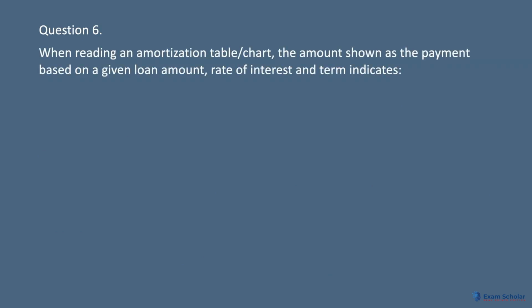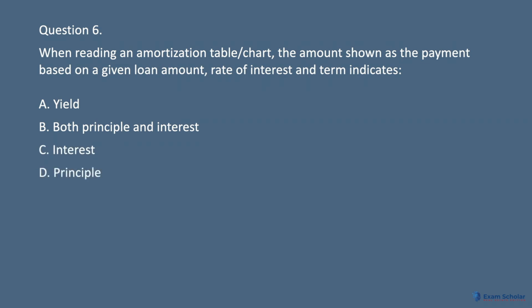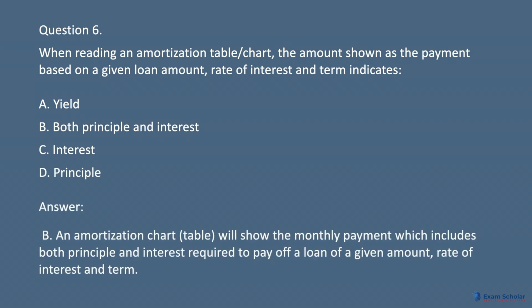Question 6. When reading an amortization table/chart, the amount shown as the payment based on a given loan amount, rate of interest and term indicates A. Yield. B. Both principal and interest. C. Interest. D. Principal. Answer B. An amortization chart, or table, will show the monthly payment, which includes both principal and interest, required to pay off a loan of a given amount, rate of interest and term.